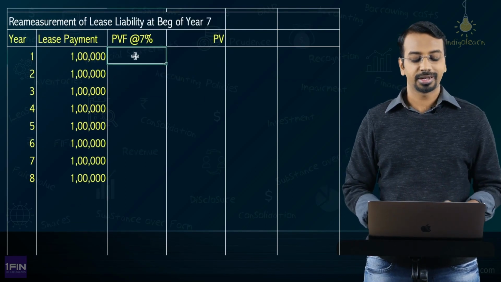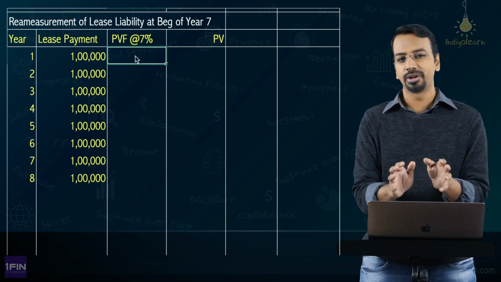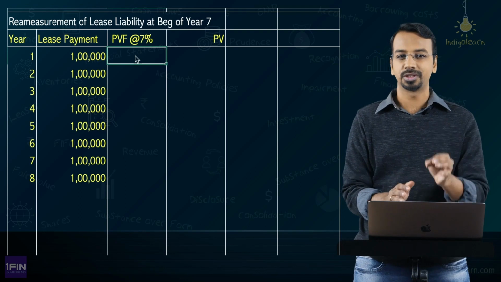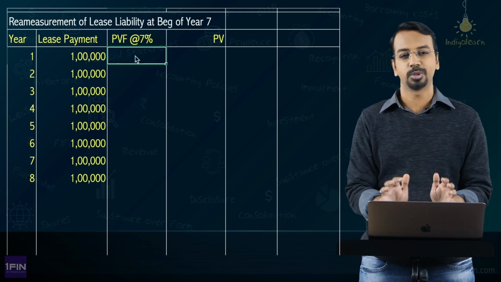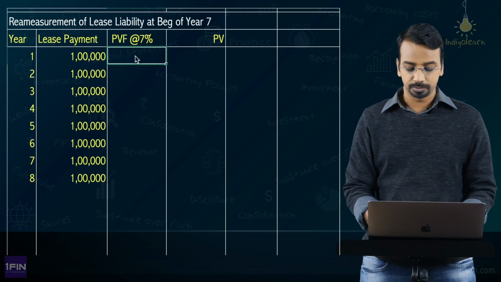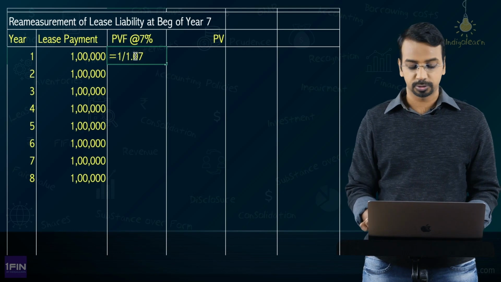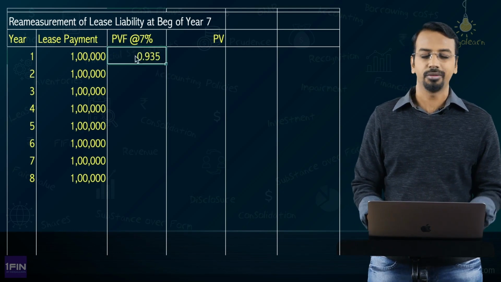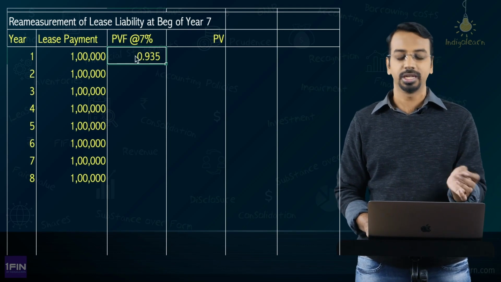Then we need the present value factor at 7%. You can take 3 decimals or 4 decimals, rounded off. Those rounding differences should not make much of a difference in your final answer, and some extent of rounding off is acceptable, so you need not worry about that. How much will be the present value factor? 1 divided by 1.07, that is for the first period, you get 0.935. That's what is being displayed on the screen. There could be a rounded off thing here and there.